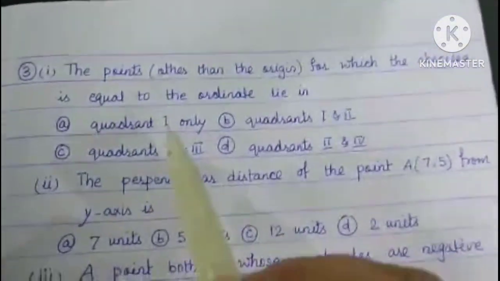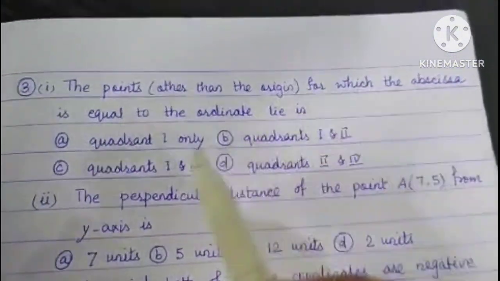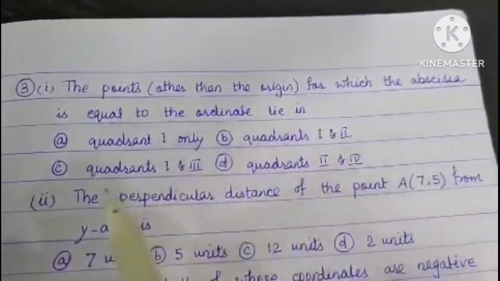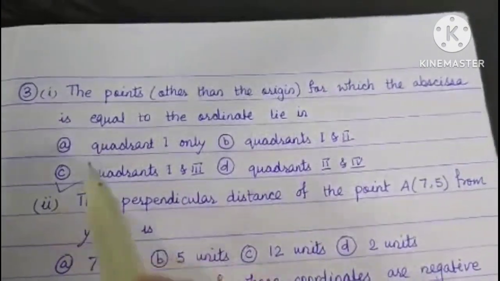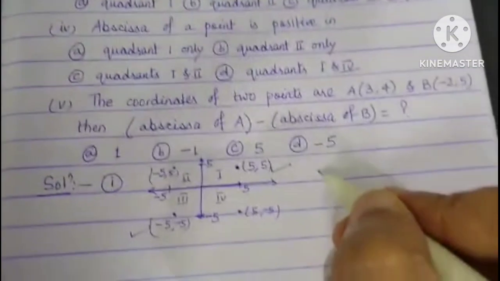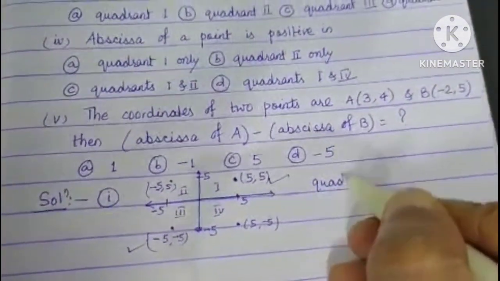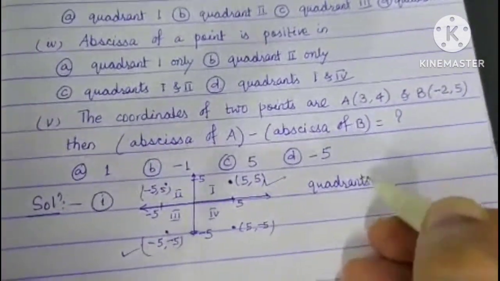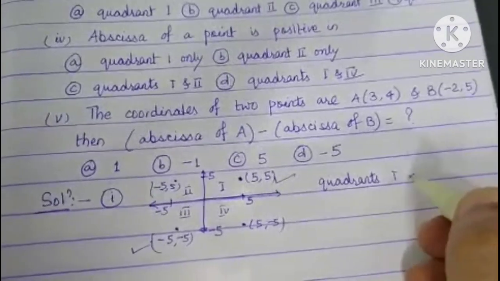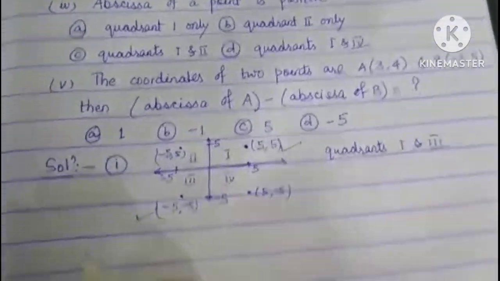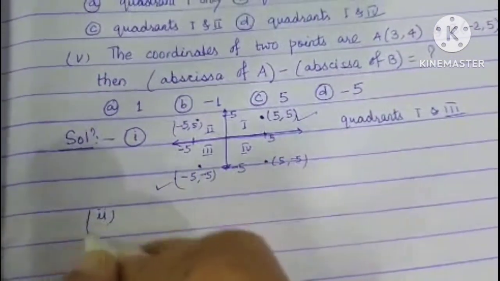See. The points other than the origin for which the abscissa is equal to the ordinate lie in. So its answer will be quadrants 1 and 3. Okay. Quadrants 1 and 3 where the abscissa is equal to the ordinate. Let us move on to question number 2.